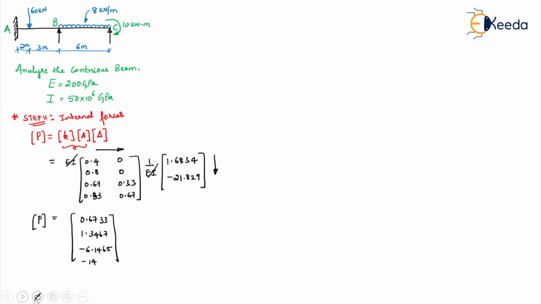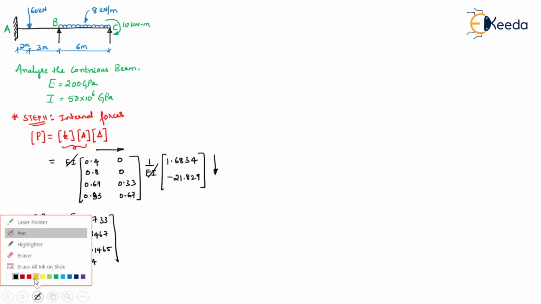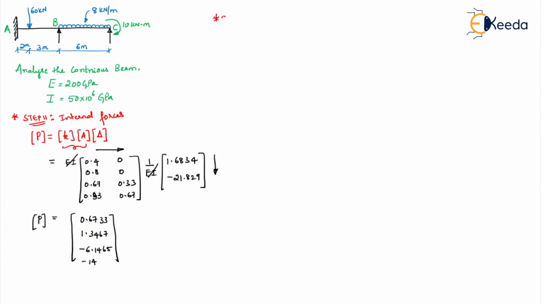So once you get your internal forces, you have to find your final forces. So that is step 12. So what you have to do here is find the final forces. So what is final forces? PF will be equal to P minus PE. So what are your P? We have the values here. So these are your P values: 0.6733, 1.3467, minus 6.1465, and your minus 14.